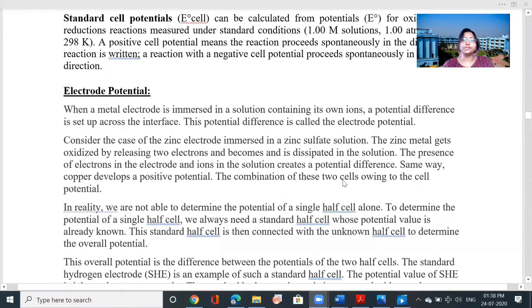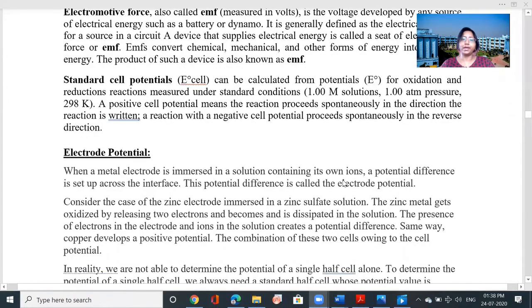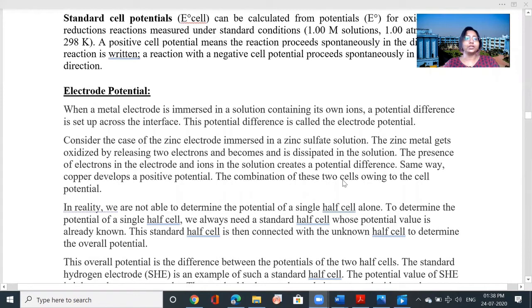So here, what is the electrode potential? We have to first see the electrode potential, then the difference of electrode potential, that is the EMF I have told you. So electrode potential: when a metal electrode is immersed in a solution containing its own ions, a potential difference is set up across the interface. This potential difference is called electrode potential. Okay, so you have understood what is the electrode potential.